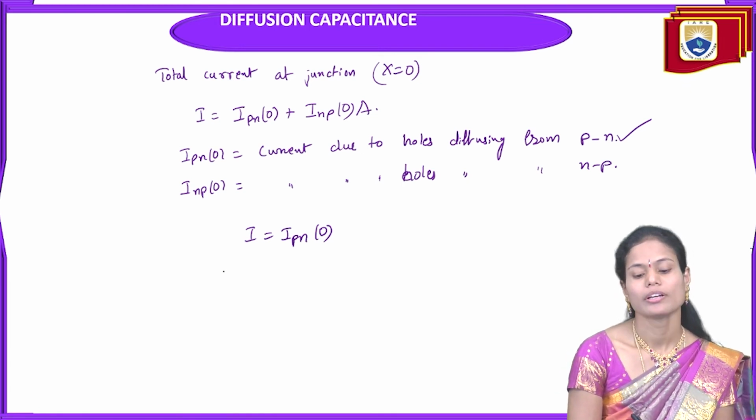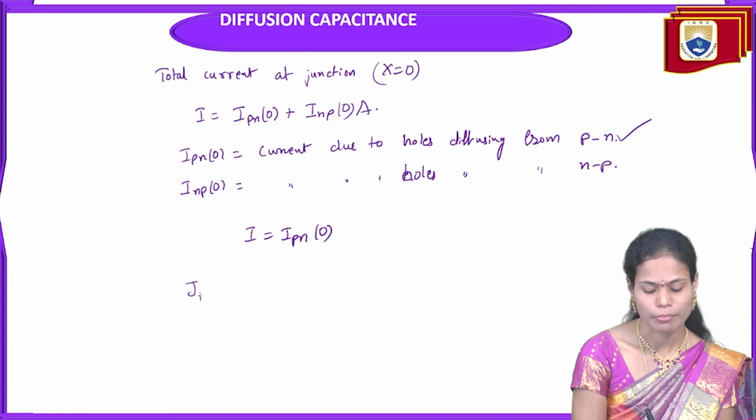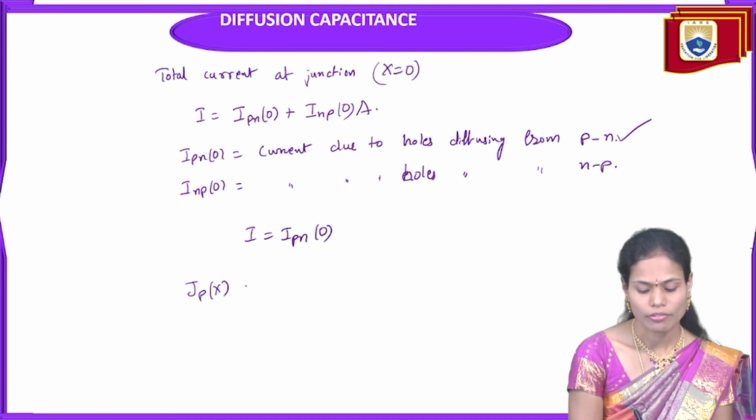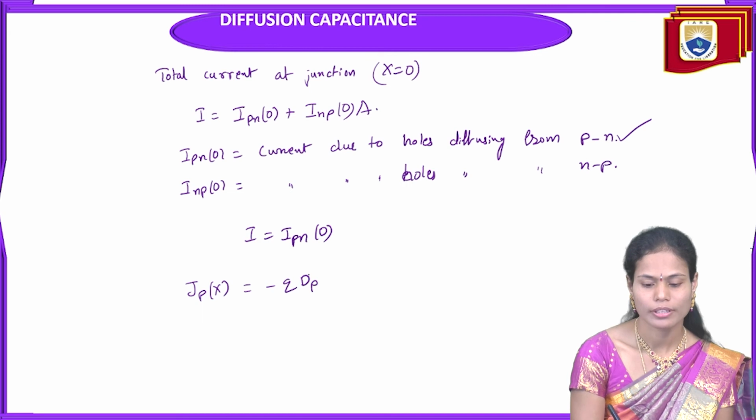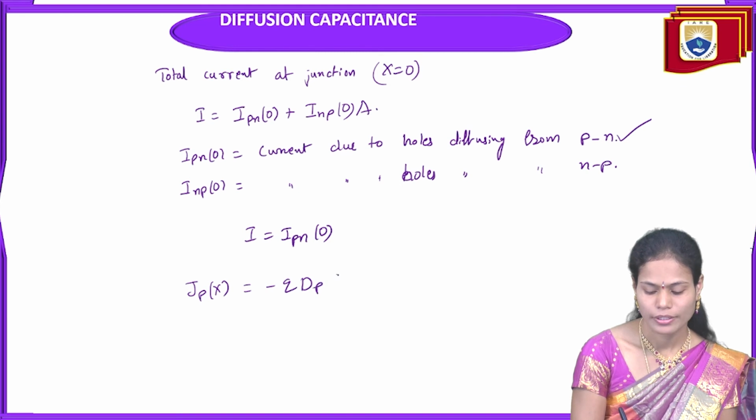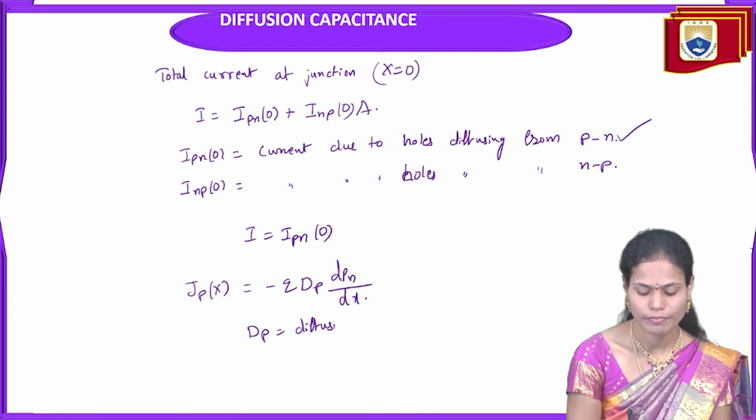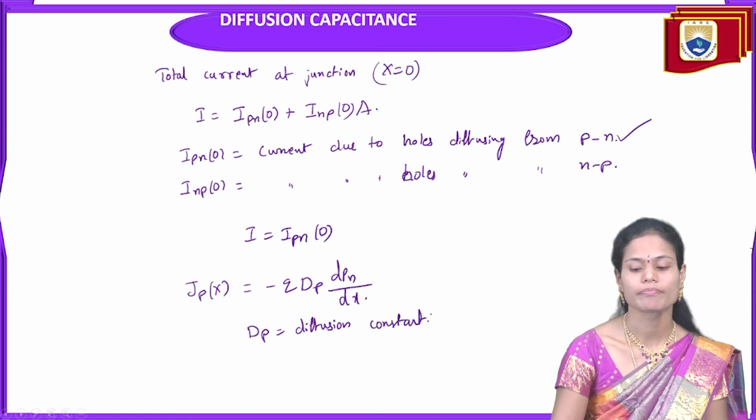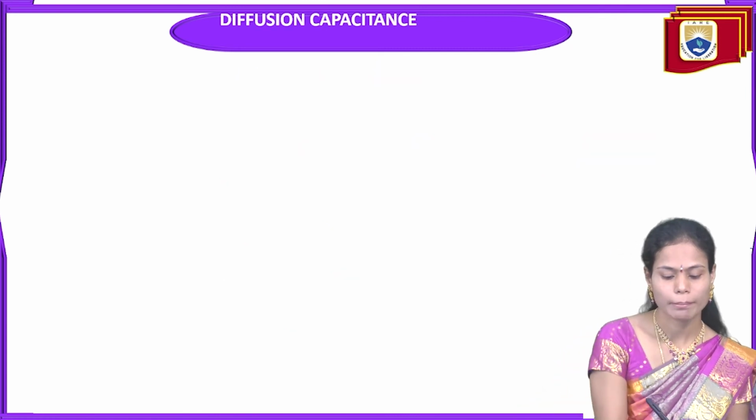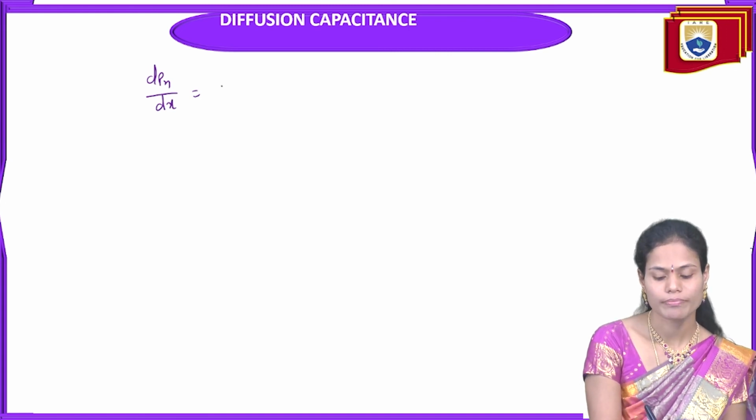So the diffusion current, we write it as Jp of x, the diffusion current. That value is minus q Dp dpn by dx here. Where Dp is nothing but the diffusion constant, and this dpn by dx is nothing but the concentration gradient.